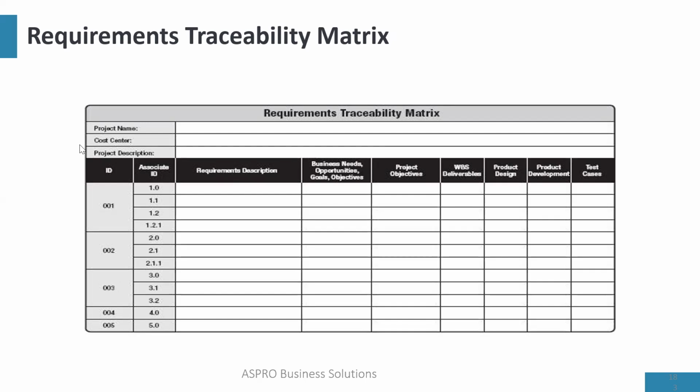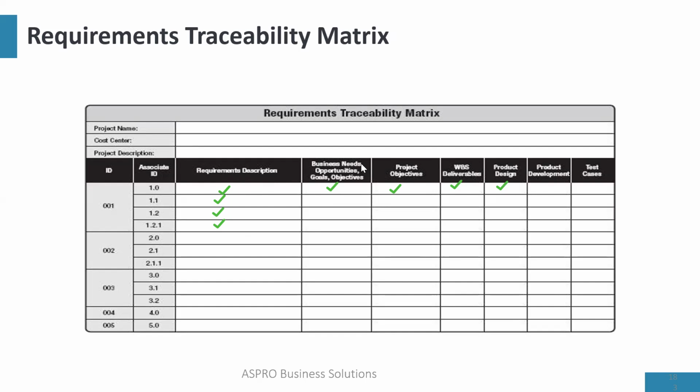So let's look at this. When it comes to requirements documentation, we have requirements traceability. You document your requirements here, so this is where you have all your requirements. Then, which business need are they fulfilling? You state the business need here, the project objective, the part of the WBS, the deliverable where the requirement will be found, and what element of product design it is.